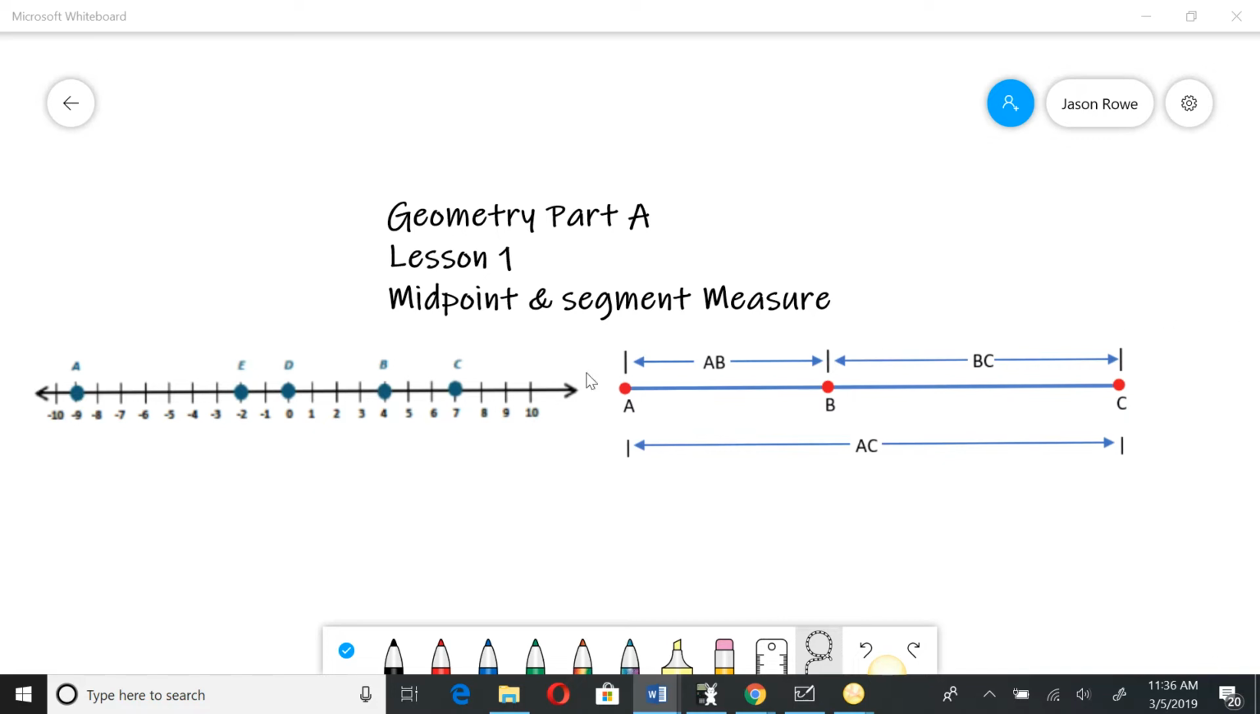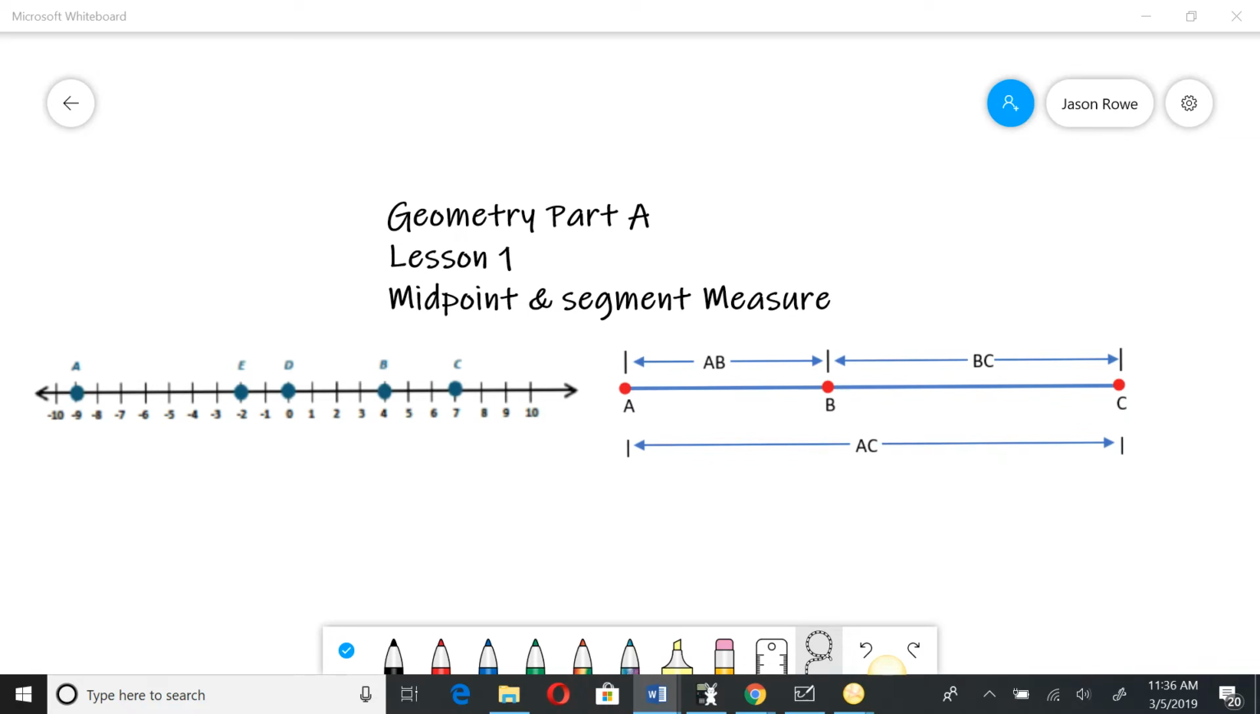So for example, I've got a little picture right here. A is paired with -9, E is paired with -2, D with 0, and so on. So we can pair any point on a number line with a coordinate to identify its location in space. We're going to use that to help us find the midpoints of segments. For example, if I was looking at DB right here, I can use the ruler postulate to help me figure out where the center of that segment DB is.